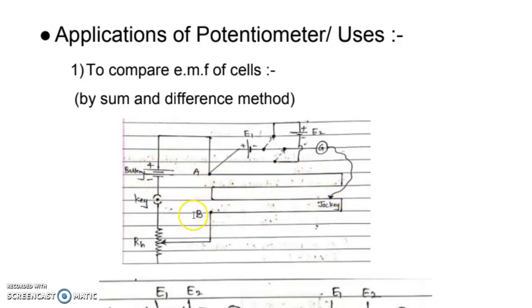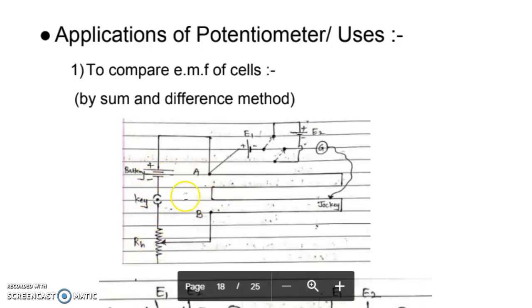Without this, the potentiometer cannot function. So that's the reason this circuit will always be mandatory, or it's going to be there in each and every potentiometer application, that AB battery key rheostat.